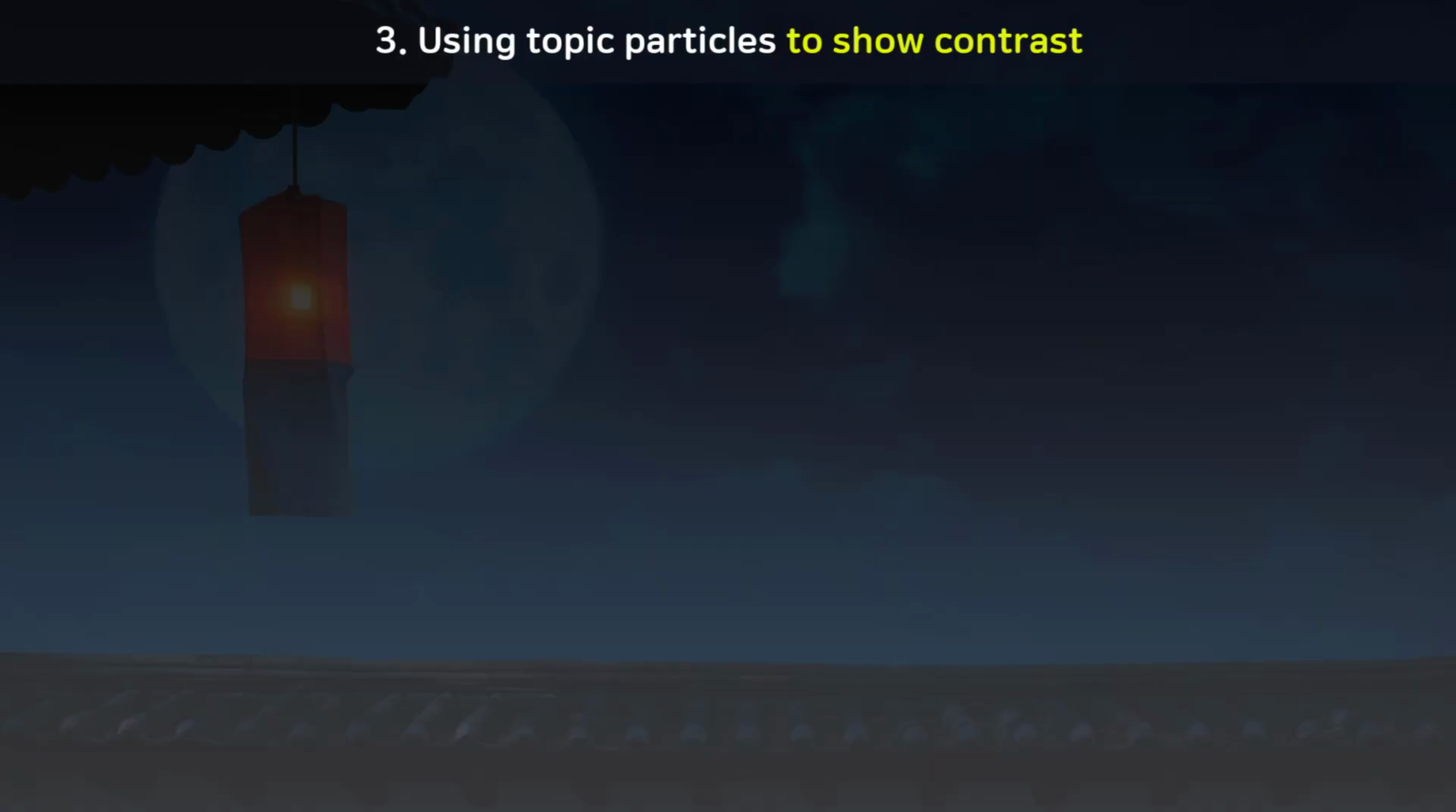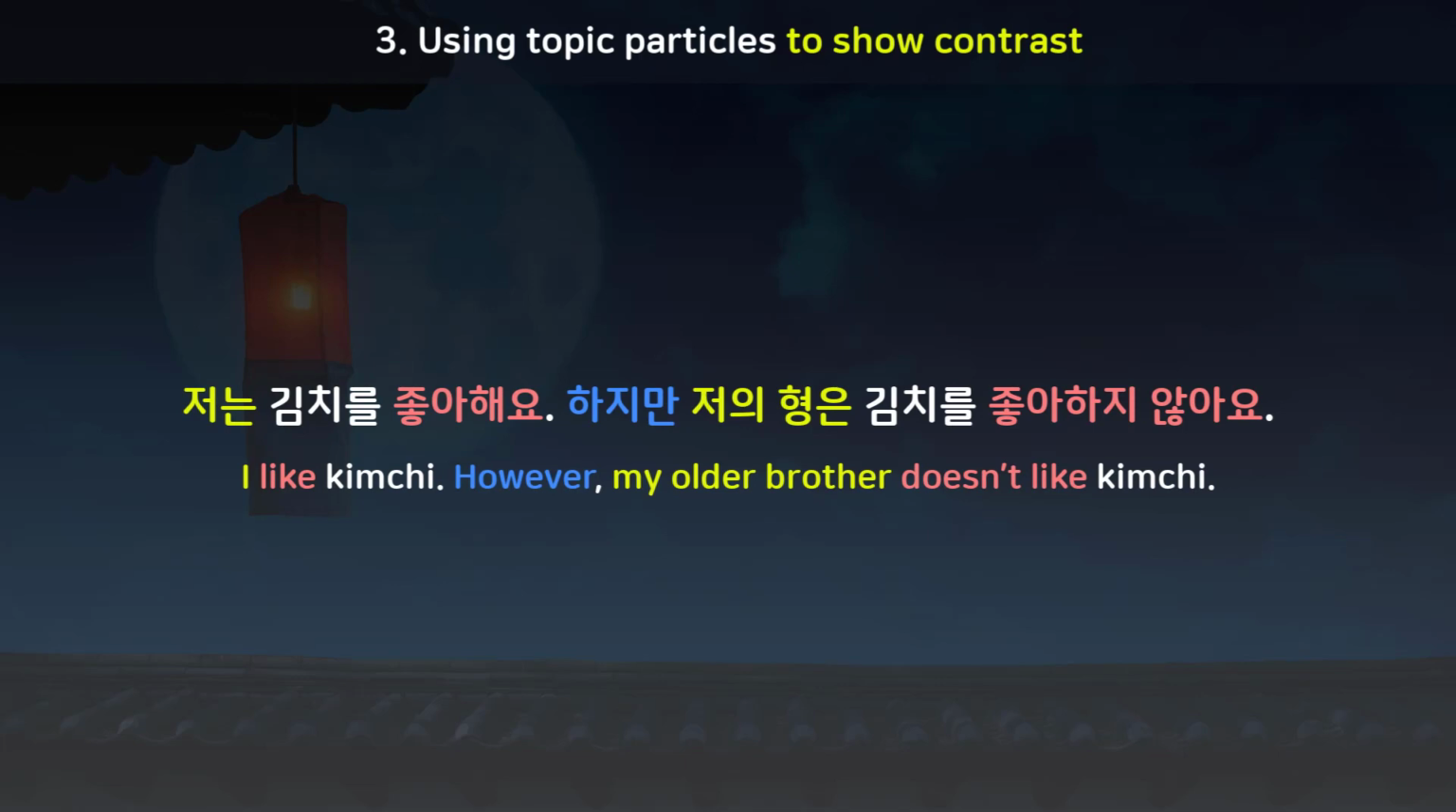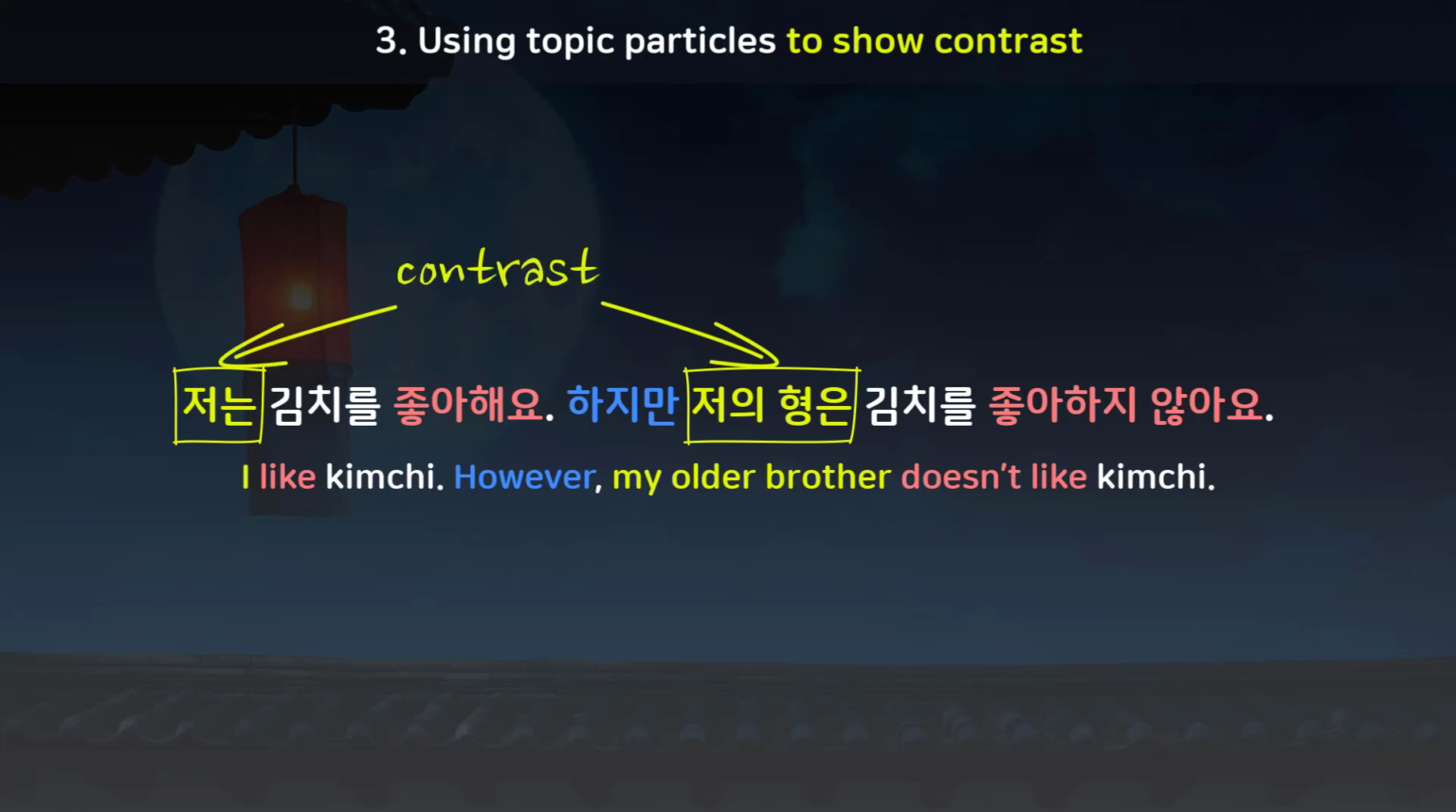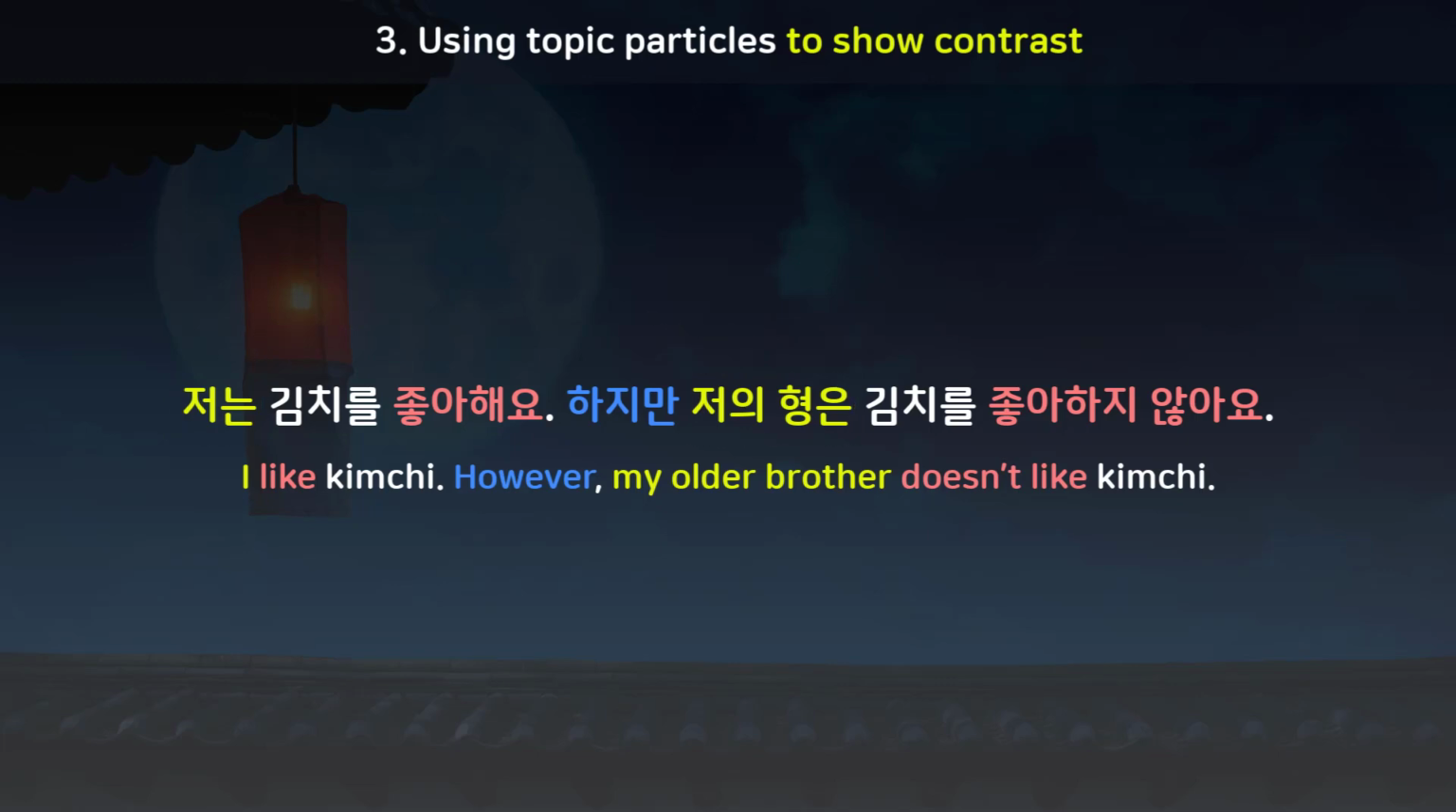Now, another common way of using the topic particles is to show a contrast between 2 things. Here's an example sentence. 저는 김치를 좋아해요. 하지만 저의 형은 김치를 좋아하지 않아요. I like kimchi. However, my older brother doesn't like kimchi. So in these sentences, we're contrasting the differences between me and my older brother. So in the second sentence, to show this contrast, we use the topic particle 은 with the sentence subject, 저의 형, my older brother.